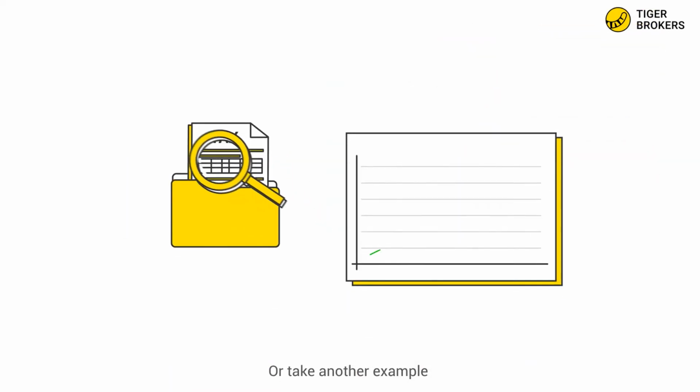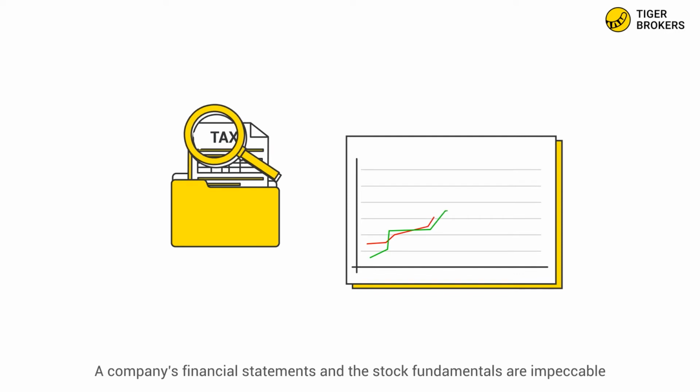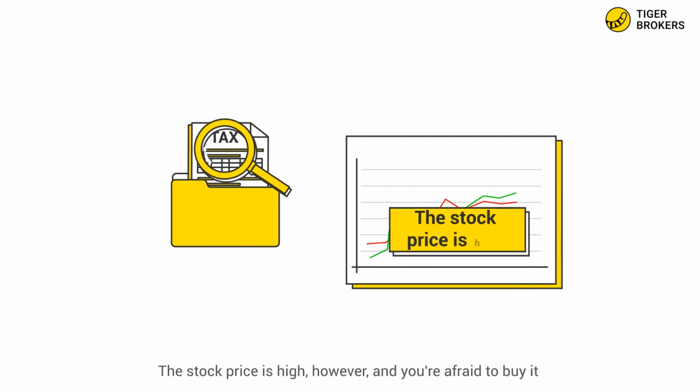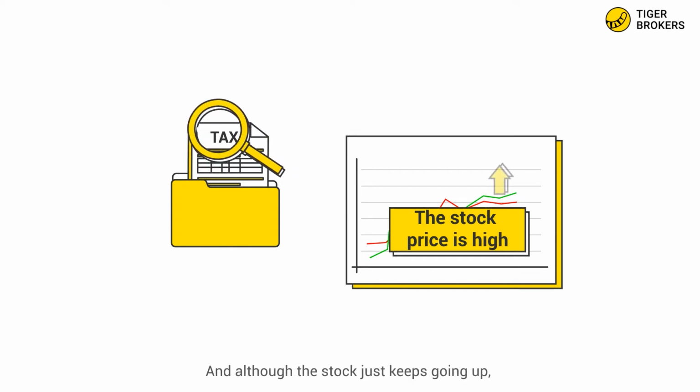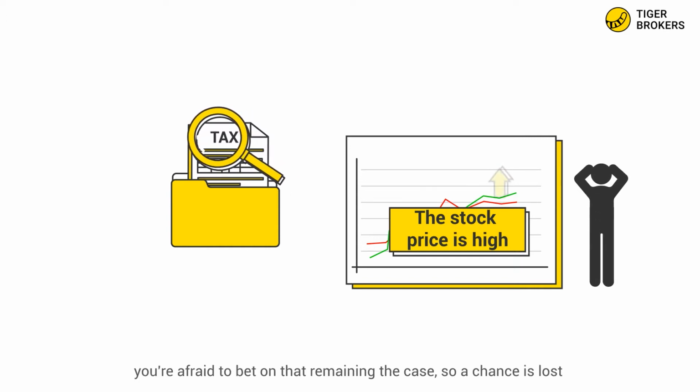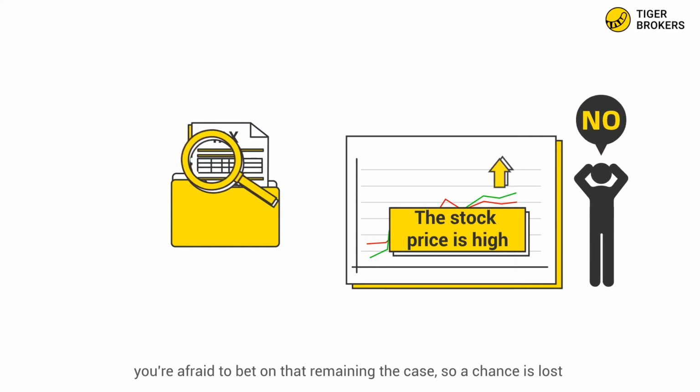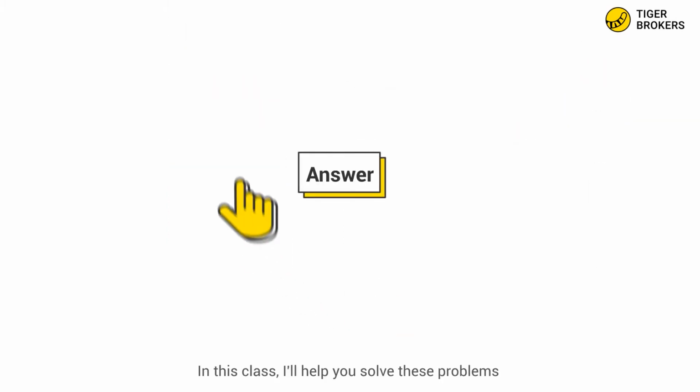Or take another example. A company's financial statements and the stock fundamentals are impeccable. The stock price is high. However, you are afraid to buy it. And although the stock just keeps going up, you are afraid to bet on that. Remaining the case, a chance is lost. In this class, I'll help you solve these problems.